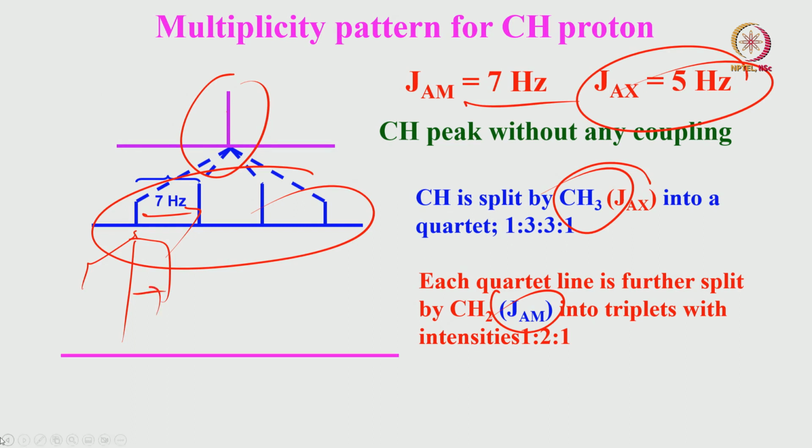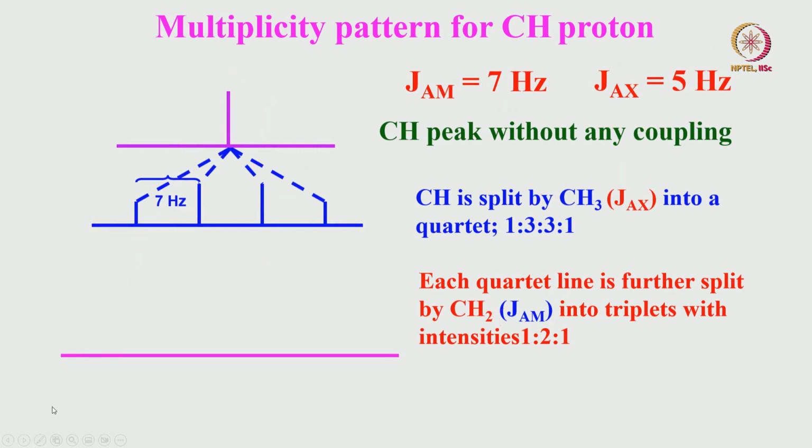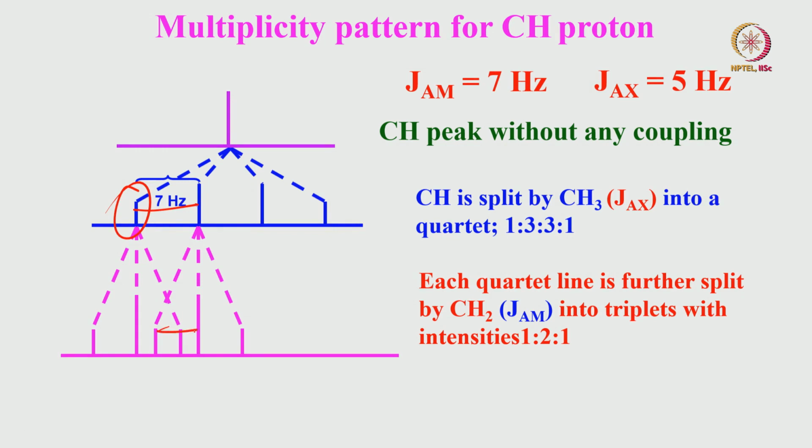Look at it, many of these lines will overlap. Okay. Now if you start, this is a triplet of 1 2 1 intensity, this peak. And the other one again 1 2 1 intensity, but because this separation is 7 hertz and this separation is 5 hertz, you see there is an overlap, a crossover. As a consequence, you will make a mistake in analyzing the multiplicity pattern. But you should know how to extract the multiplicity information from a given complex multiplet spectrum.